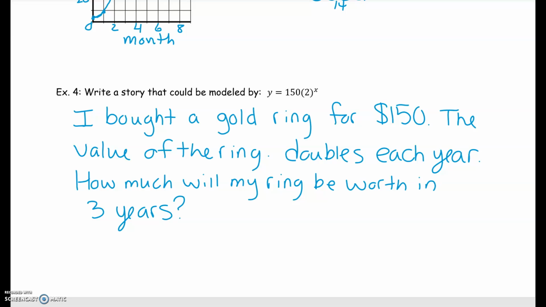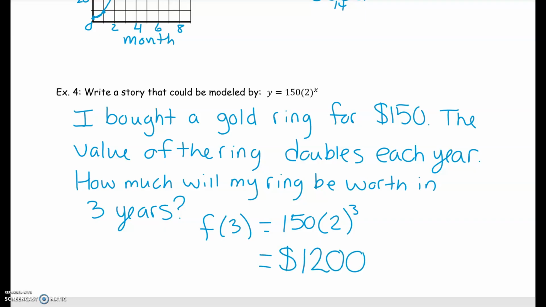All right, so here's the example that I came up with. I bought a gold ring for $150. The value of the ring doubles each year. How much will my ring be worth in 3 years? So you could even then take this problem and say, okay, well, let's solve it in 3 years. So I'm going to plug a 3 in for the x. I would have 150 times 2 to the 3rd power. This would tell me that my ring would be worth $1,200. That would be nice.